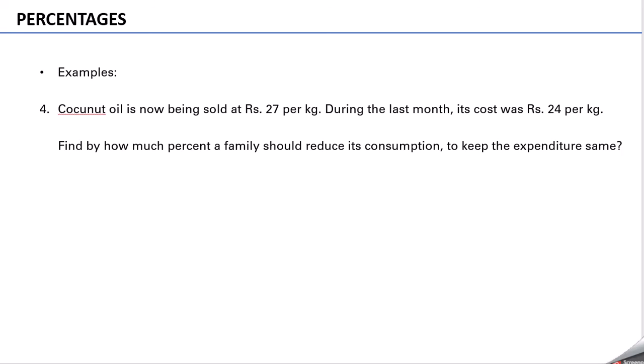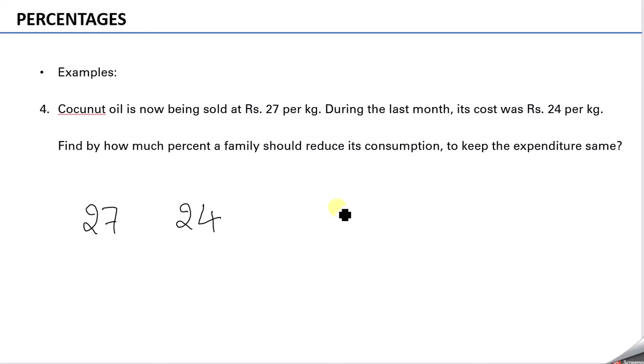So next one, we'll look at this example. Coconut oil is now being sold at 27 per kg. During the last month, its cost was 24 per kg. Find by how much percent a family should reduce its consumption to keep the expenditure the same. So pretty simple here. You just need to understand the concept. This will come from the percentage change formula. So the initial value was 27, and the new value is 24.